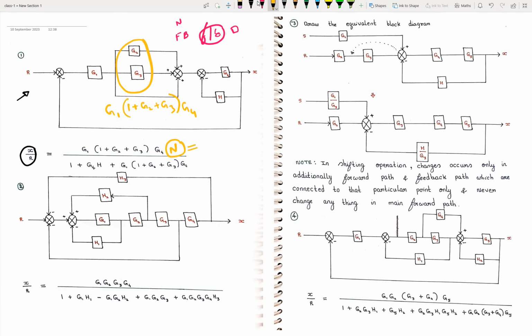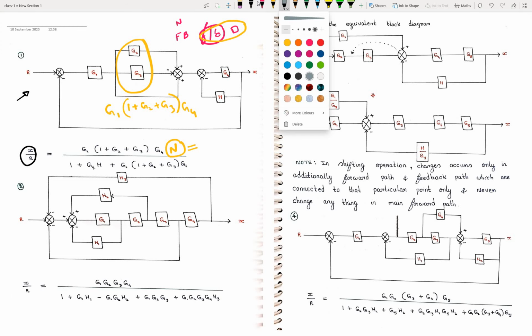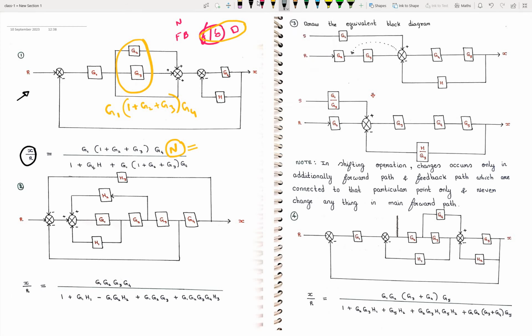And how do we write the denominator part? Denominator part is concerned with feedback path. So focus on feedback path. You see here, this is one of the feedback paths. And one more is this feedback path. I'm highlighting with marker. This is one feedback path.